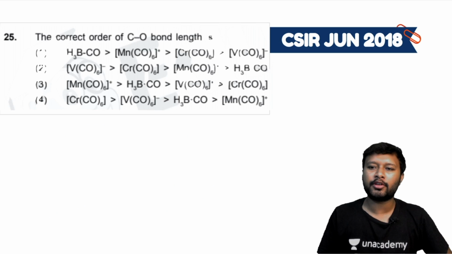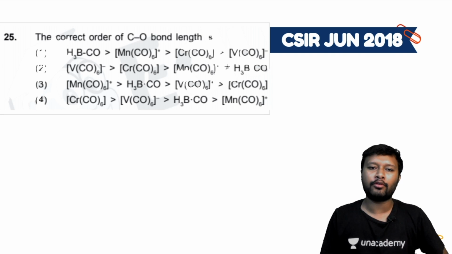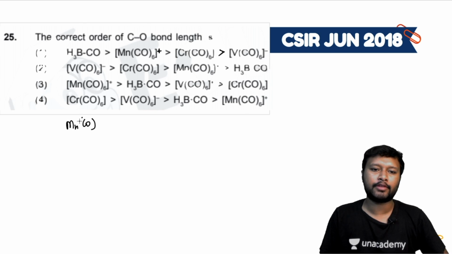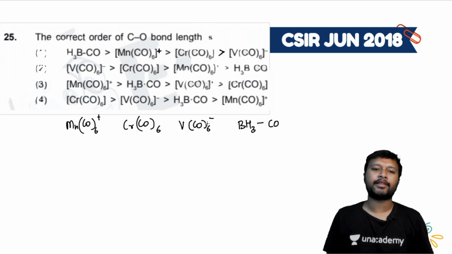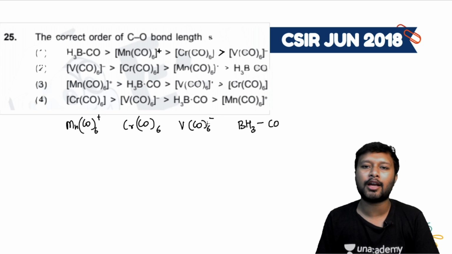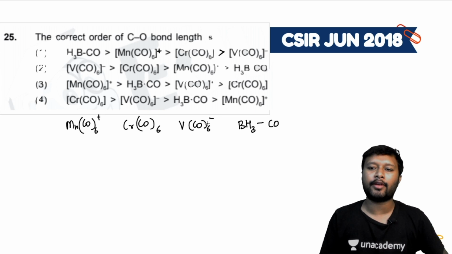Alright guys, let's talk about this question here. There is a little bit of misprint in this one. There are 4 different complexes: Mn(CO)6+, then Cr(CO)6, then V(CO)6 minus, and then BH3CO. These are the 4 complexes given to you. They are asking the correct order of carbonyl bond length.